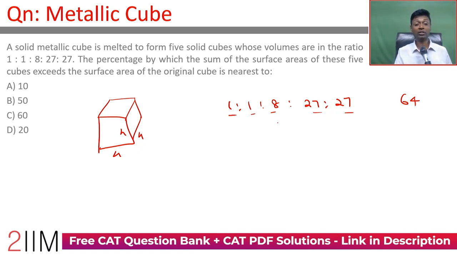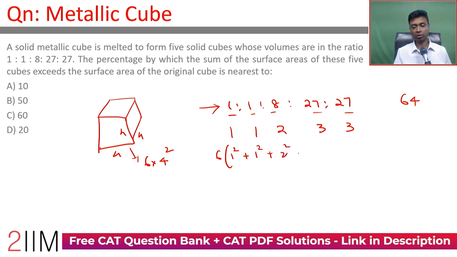And the percentage by which the sum of the surface areas of these 5 cubes exceeds the surface area of the original cube is nearest to. Original cube has area 6 into 4 square. These are the 5 small cubes. They will have sides equal to 1, 1, 2, 3, 3. The area would be 6 into 1 square plus 1 square plus 2 square plus 3 square plus 3 square.